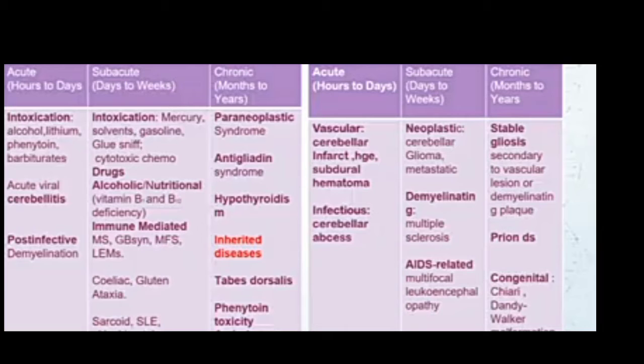There are subacute onsets also, where again drugs and intoxications, especially people sniffing glue, which is a common practice in a certain sector of our society, and cytotoxic chemotherapeutic drugs can produce cerebellar damage in a subacute fashion. But immune-mediated problems are a very important issue here, where multiple sclerosis, demyelination, is there. Along with that, peripheral nervous system problems like Guillain-Barré syndrome, especially Miller-Fisher syndrome, present with ataxia with ophthalmoparesis.